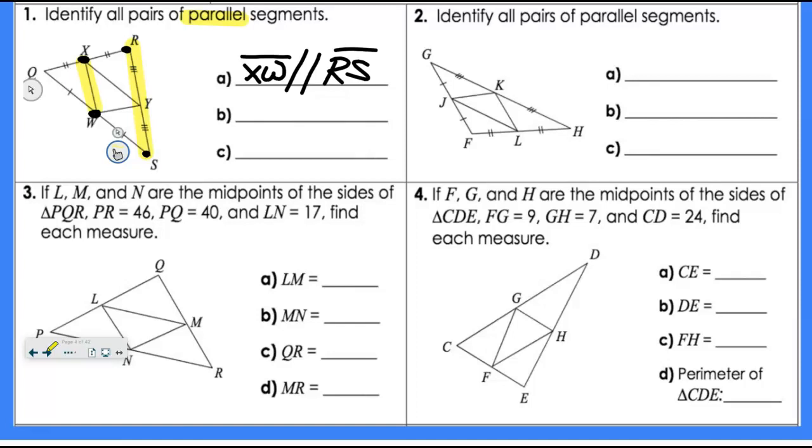Pick another mid-segment. I'll pick another highlighter color. Look at it. I don't care which one you choose. It's going to run parallel to the one across from it. Okay? So that WY will run parallel to, I'm going to write that, the one across from it. What's that, QR?